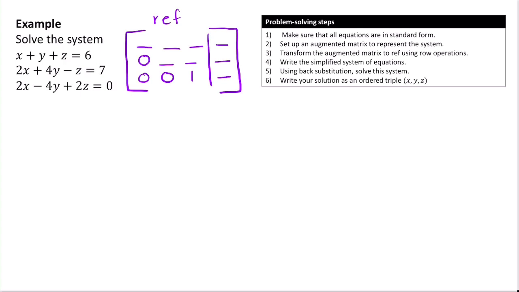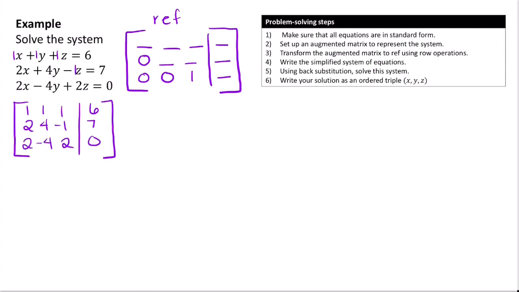Okay, so remember step 1 is always to write out the augmented matrix, right? Once our equations are in standard form. So what I like to do is add in those coefficients of 1 that are not written there, because that's helpful when you're writing out the matrix. Okay, so the matrix for this equation is going to be 1, 1, 1, and then here we have 6. Okay, row 2 is going to be 2, 4, negative 1, 7. And row 3 is going to be 2, negative 4, 2, 0.